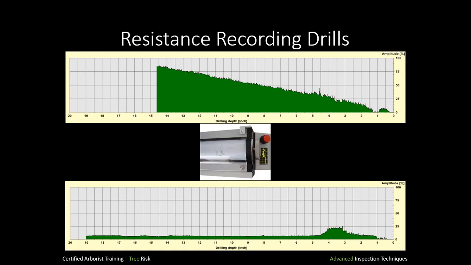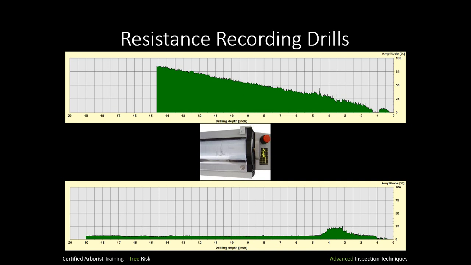This is from our equipment. We have digital output on ours. And the top picture is what you'd expect on a healthy ring porous tree like a live oak or an elm. You've got a little bit of resistance for the bark. Right at the 1 inch mark, we usually see a dip for phloem rays. And then you have a steady increase, a gain in resistance as you go further and further into the tree, going from right to left.